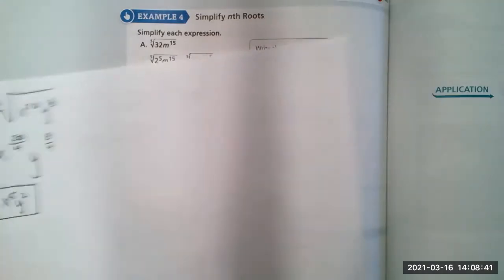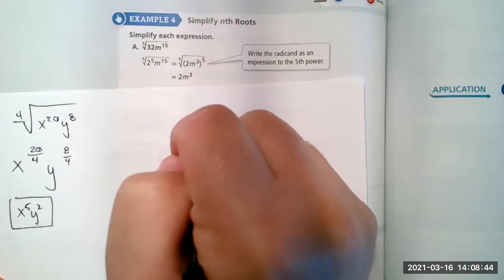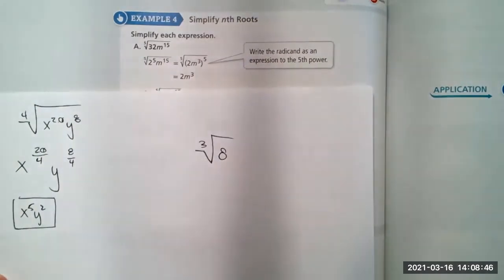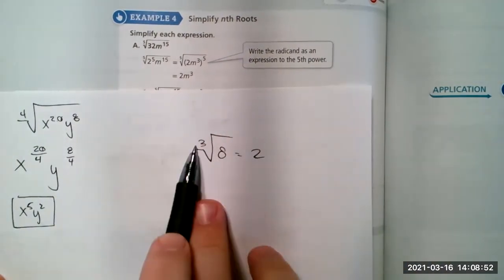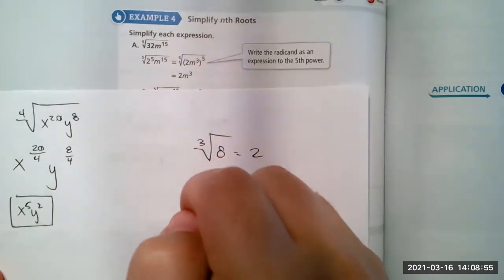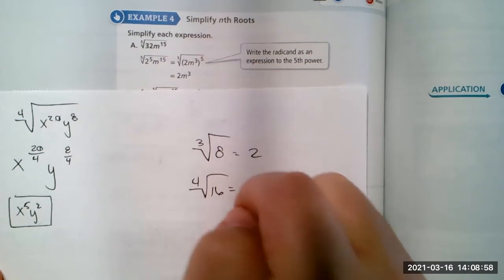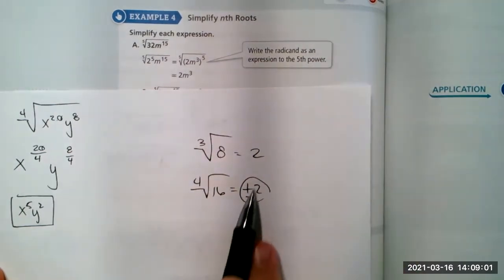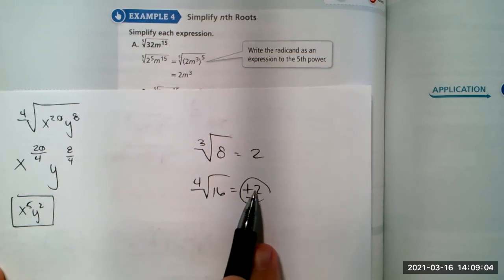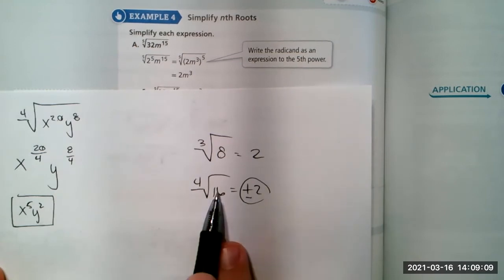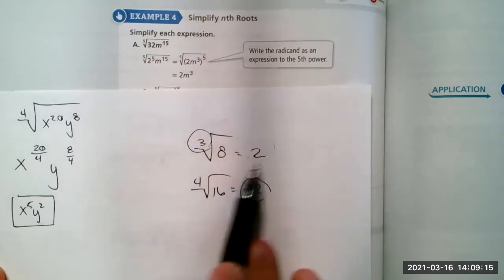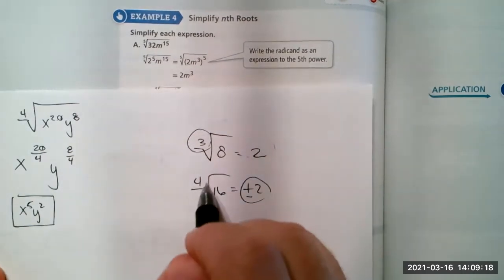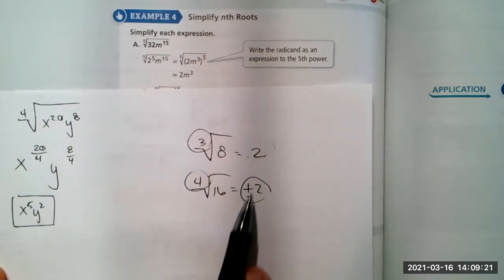If I take, I don't know, the cubed root of 8, my answer is just 2, because when I multiply 2 times itself 3 times, I get 8. But if I take the 4th root of 16, we're going to get both positive and negative 2, because 2 times 2 times 2 times 2 is 16, and negative 2 times negative 2 times negative 2 times negative 2 is 16. So when you take an odd degree root, you're just going to have the positive version. But if you take an even degree root, you have to include the positive and negative.